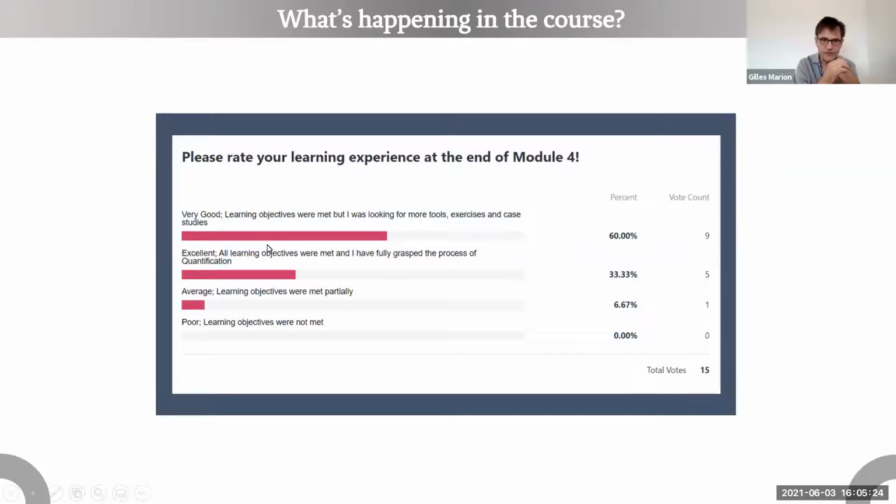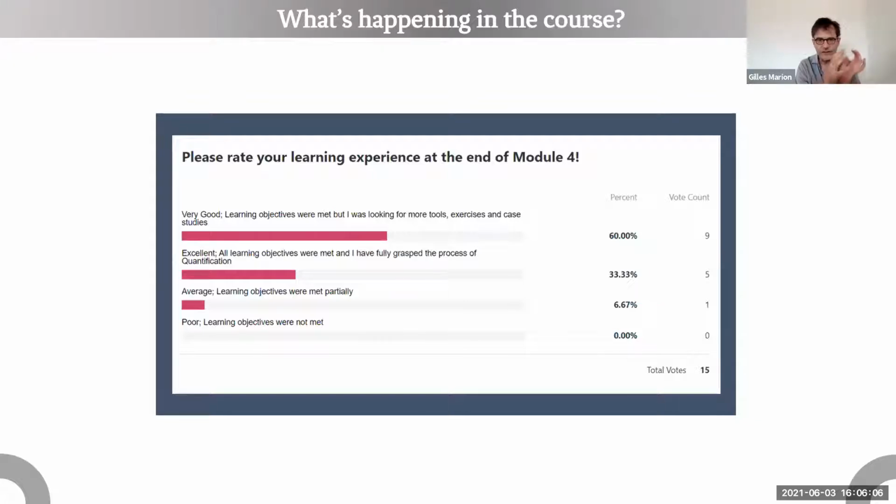Just to be completely transparent, you've all rated your experience. I think 60% of the participants say that it's very good, that the learning objectives are met, and you are looking for more engagement and more case studies and being able to engage more. So that's good. Another part is saying it's excellent, all learning objectives were met, fully grasp the process of the quantification. So that's also good. It's all positive.